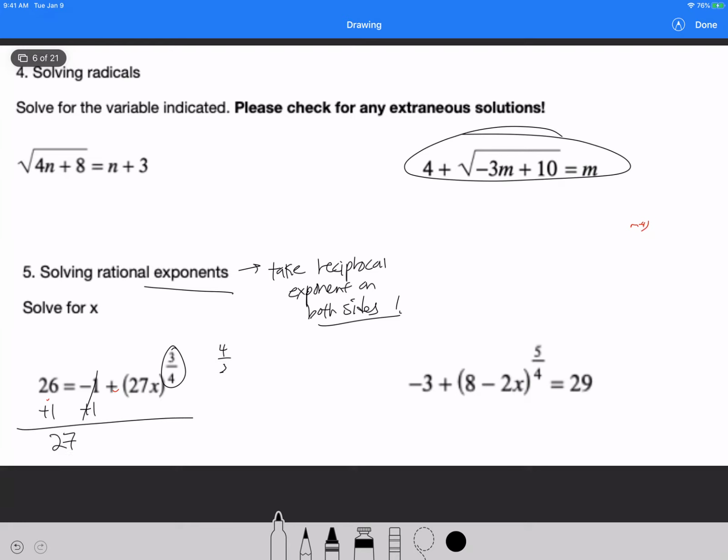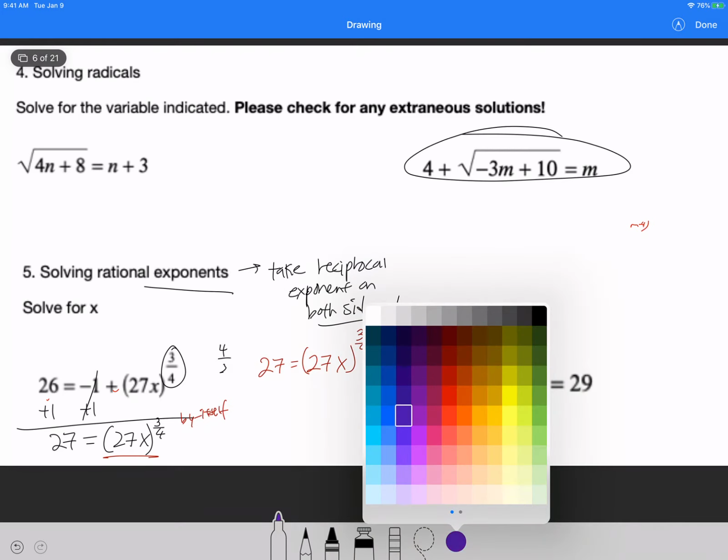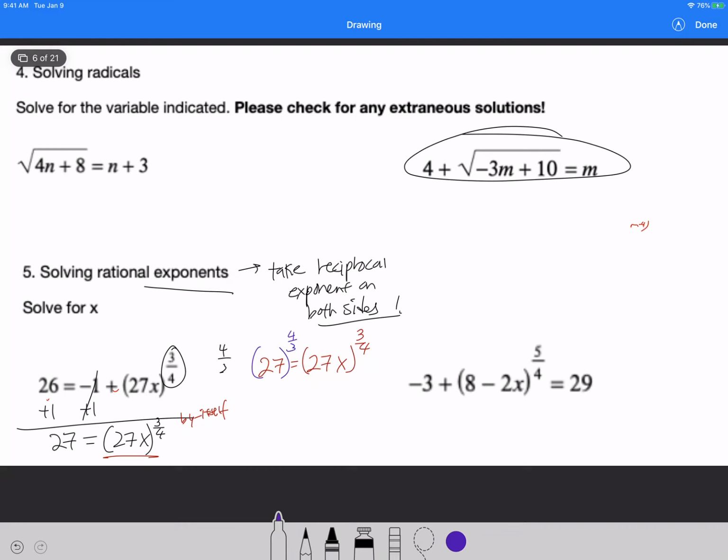And get this to be 27 is equal to 27x to the 3 over 4th power, this entire thing raised to 3 over 4th power. And then, because this thing that's being raised to the power of 3 over 4 is by itself, that's the key word here, then, only then, I can take both of them to the power of 4 over 3. So if I rewrite this, I'm going to take both of them to the 4 over 3rd power on both sides. So these two would cancel each other out completely. And 27 raised to the power of 4 over 3 is going to give you 81.